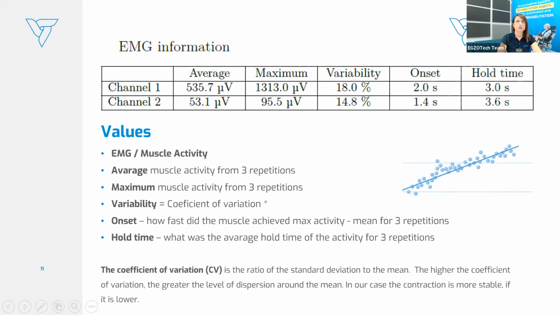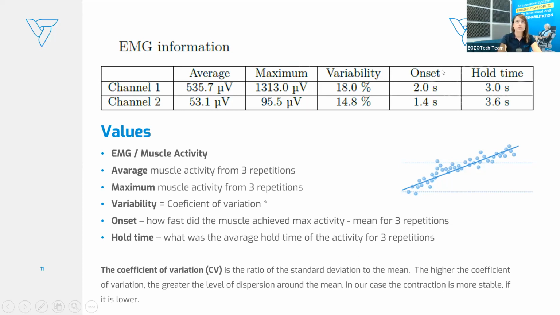And there will be also EMG values out there. So the average, the maximum value. There is this additional thing that we can look at, which is variability. And this is actually the coefficient of variation. And I put some information about that down here, but from our perspective it is how stable is the contraction, right? So if those numbers are high, that means that the activity was really bouncing back and forward. If they are lower, then the contraction was more stable.